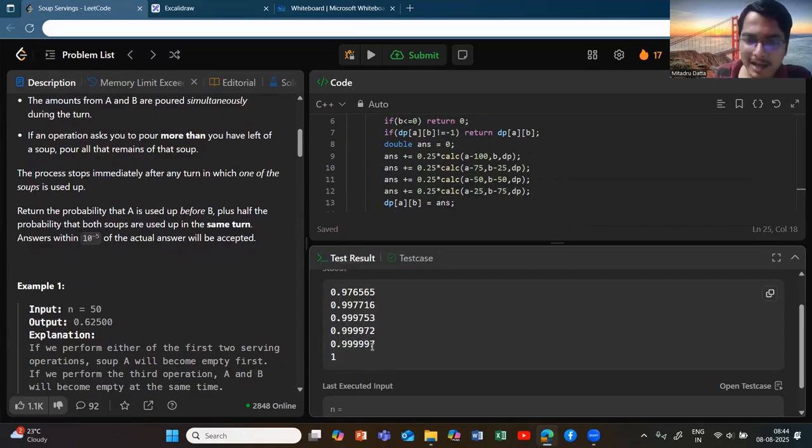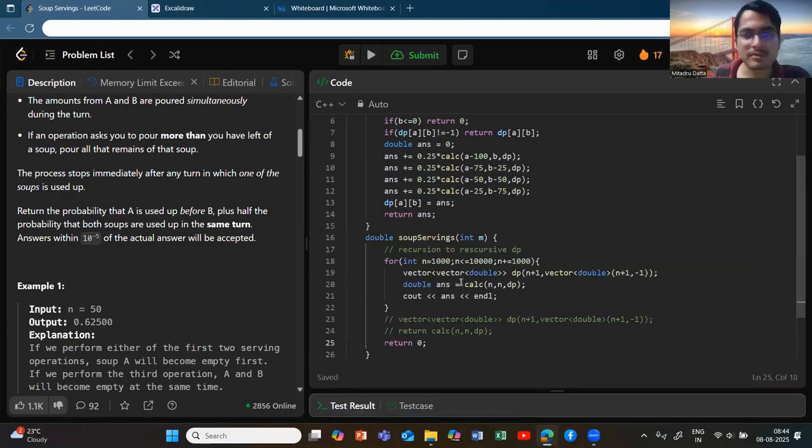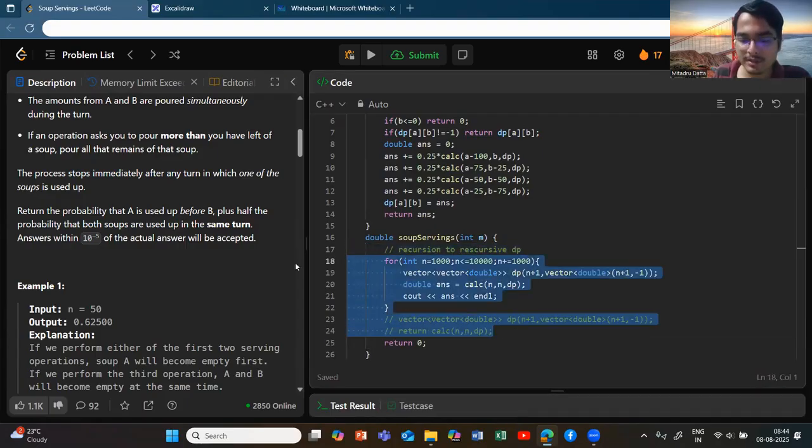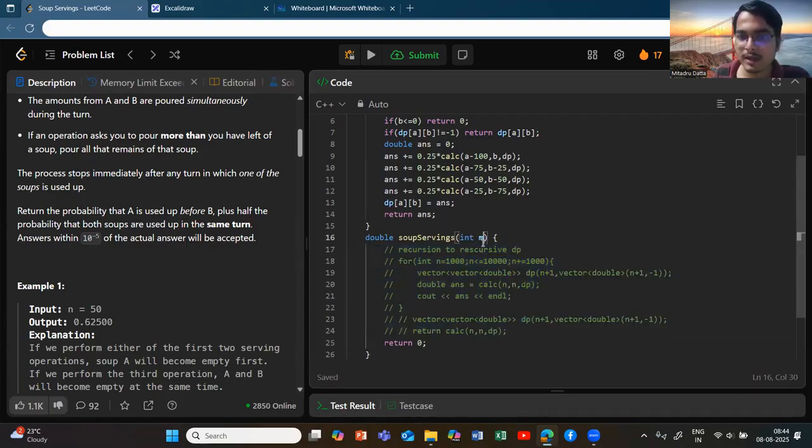But you see, for 5,000 only, this is 10 to the power minus 1, this is 10 to the power minus 2, and so on. This is 10 to the power minus 5. So even if you approximate this whole thing to 1, it will not affect your answer, because answer is within 10 to the power minus 5 of the actual limit. So you can say that from 5,000 onwards only, you are getting something like 1. Okay. So all you need to do is that you just comment this out, and okay.